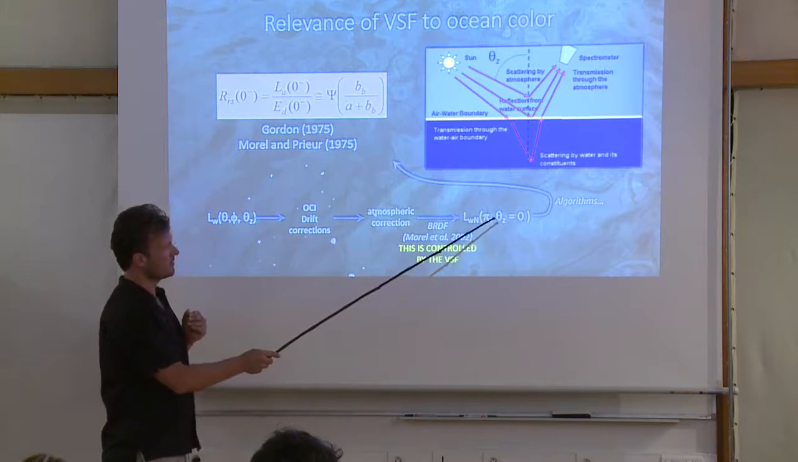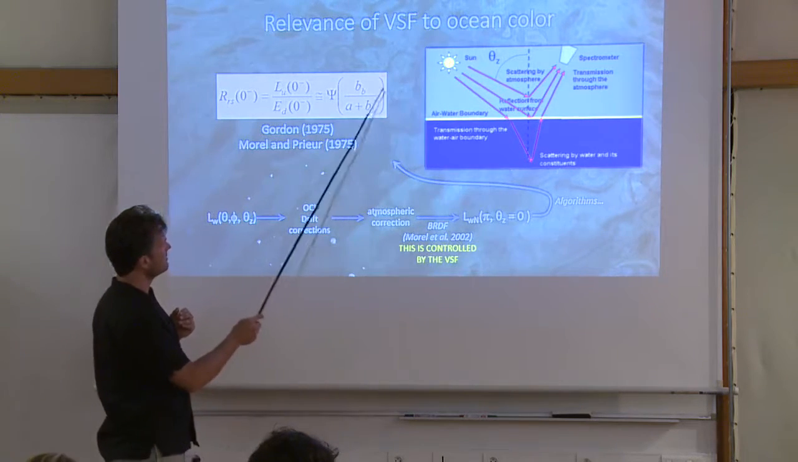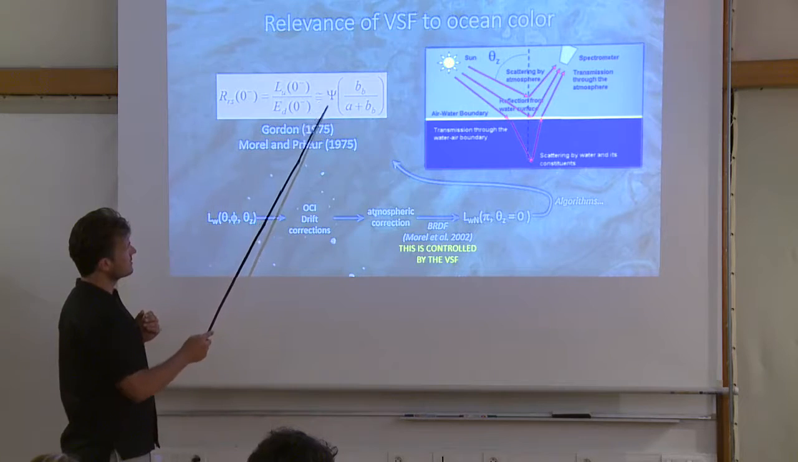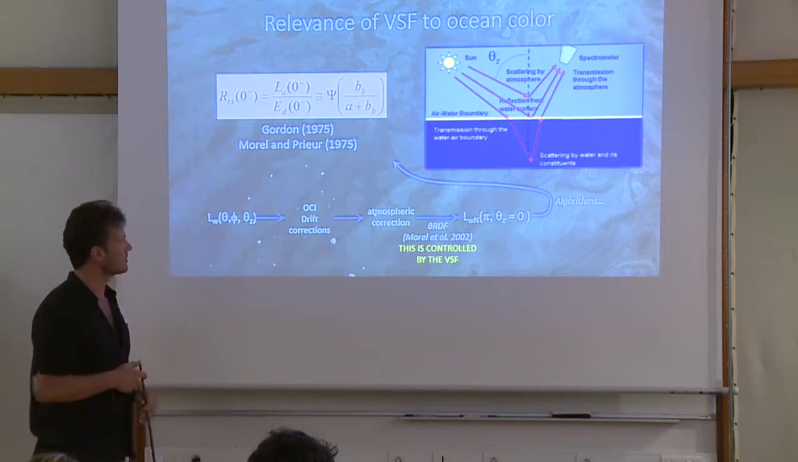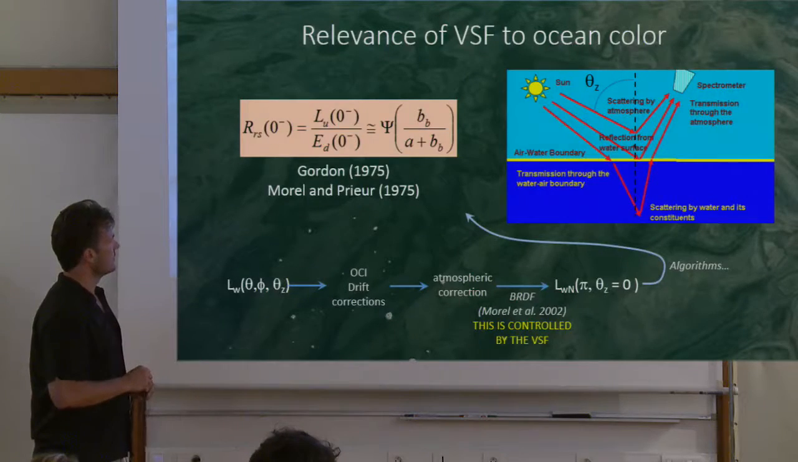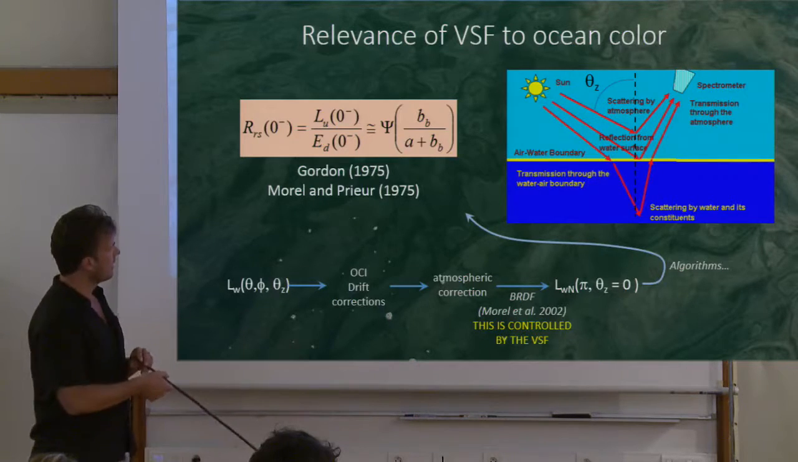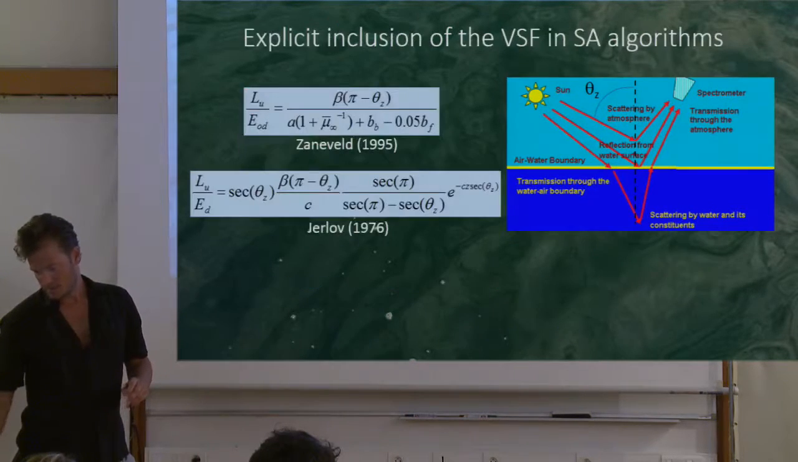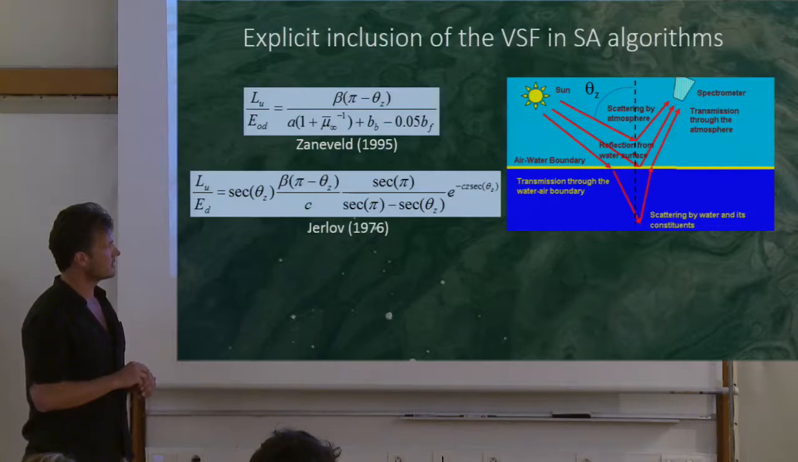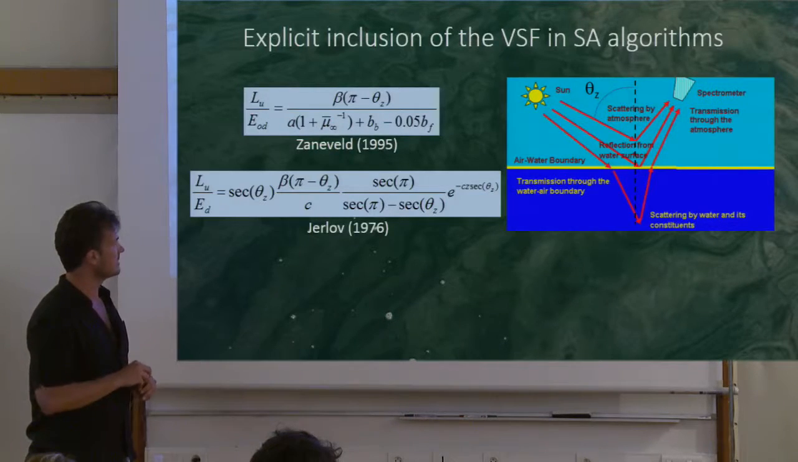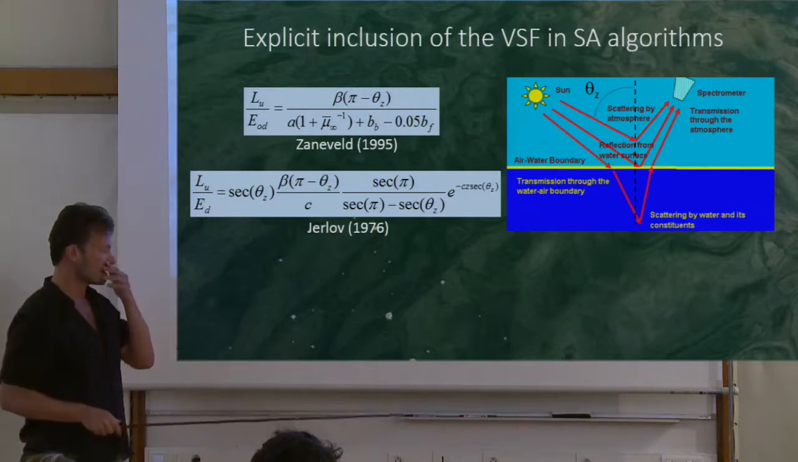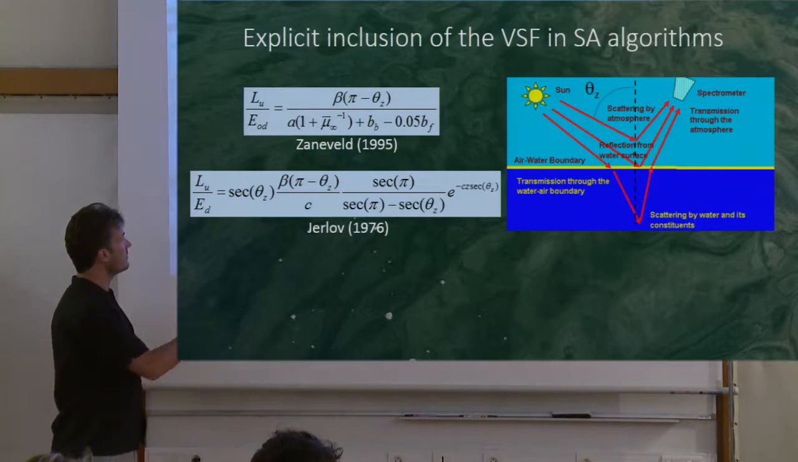You may have VSF-related uncertainties going from beta 180 to BB, and there are also VSF uncertainties in this proportionality, as F over Q, between the two. So this has been the topic of some of the things we're working on for the PACE science team, and there have been other algorithms developed that explicitly include the volume scattering function.